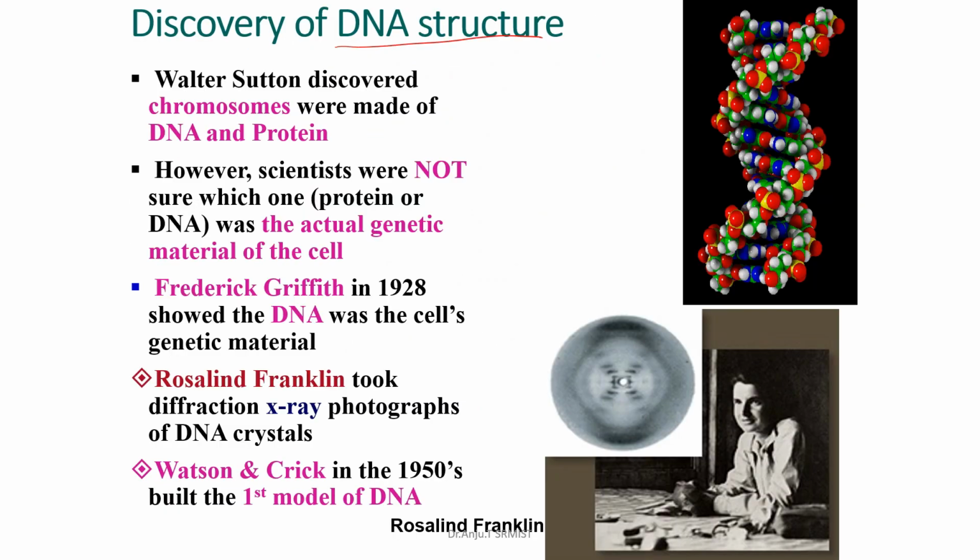So to study some of the history behind this discovery of DNA, Walter Sutton discovered chromosomes, and he found that chromosomes are made of DNA and protein. However, the scientists were not sure which one is actually the genetic material, whether it is the DNA or the protein. Then Frederick Griffith in 1928 showed that DNA was the cell's genetic material.